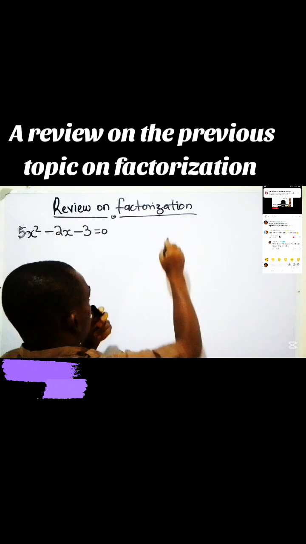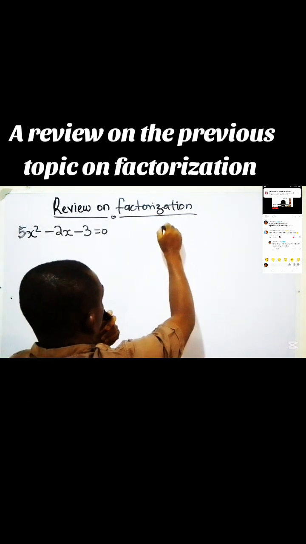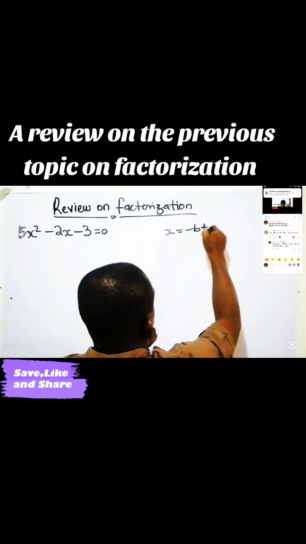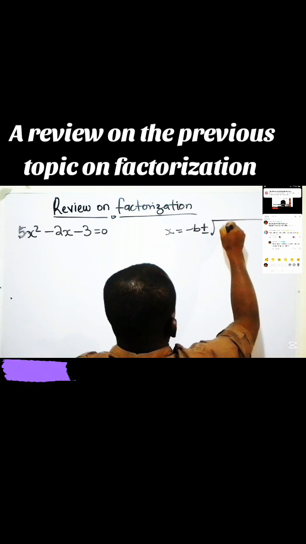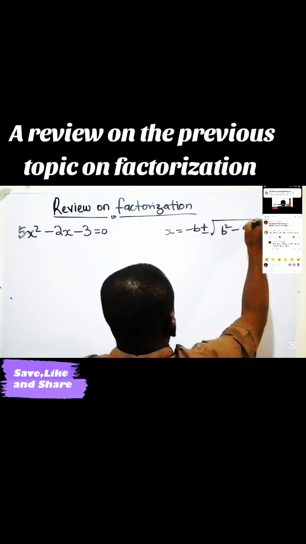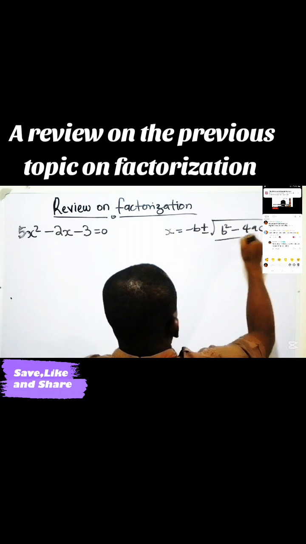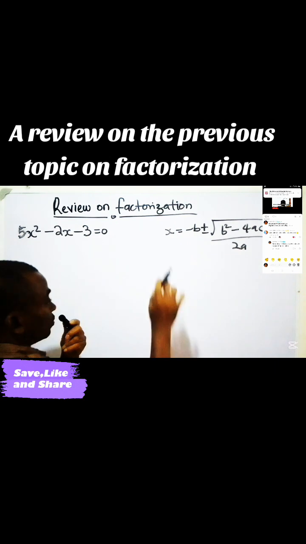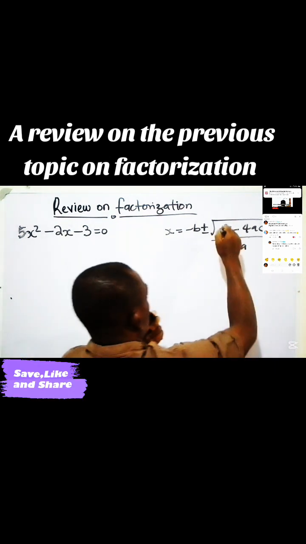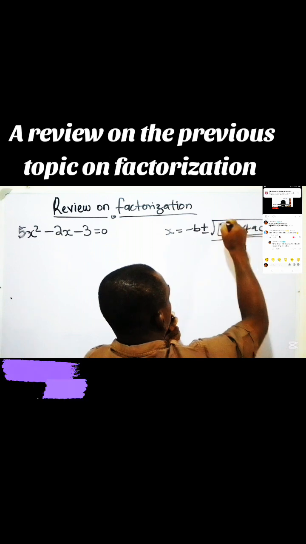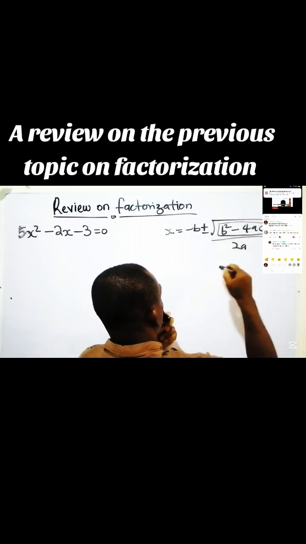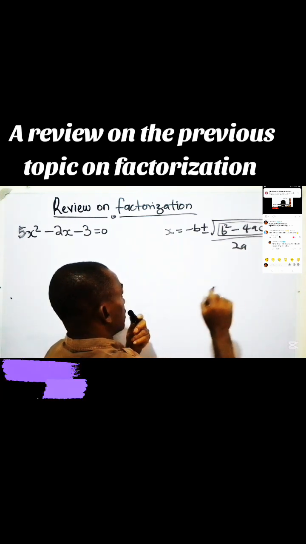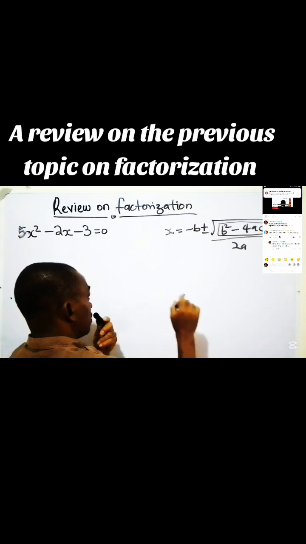the general equation, which we call the almighty formula, is given by x equals minus b plus or minus the square root of b square minus 4ac, over 2a. That's the general formula, what we call the almighty formula. And this b square minus 4ac is what we call the discriminant.